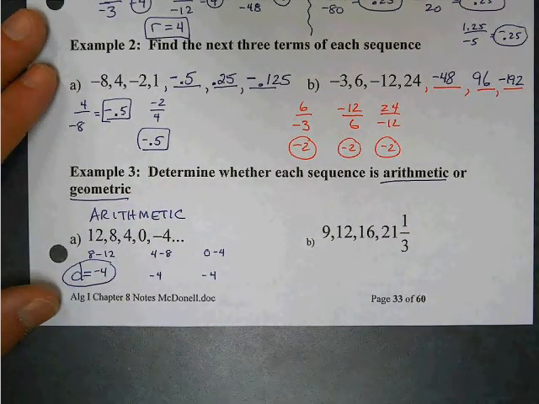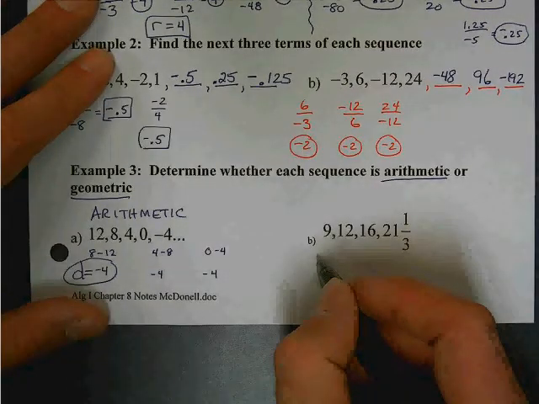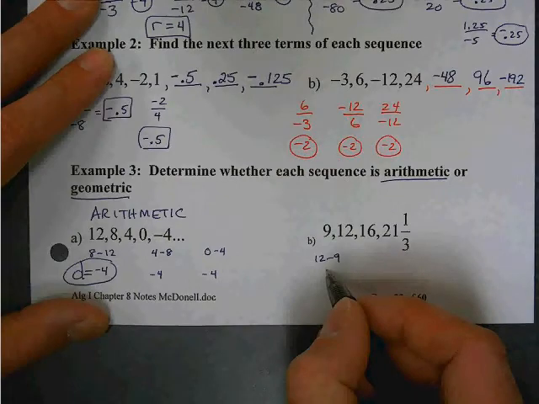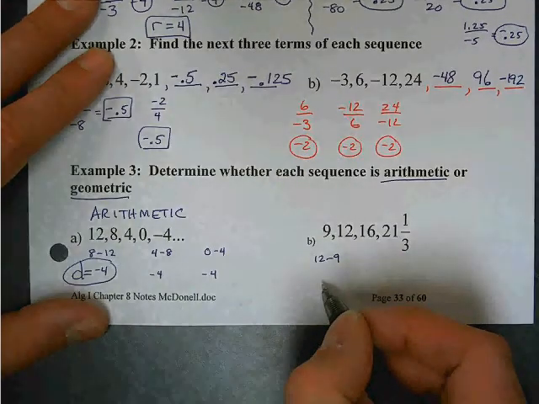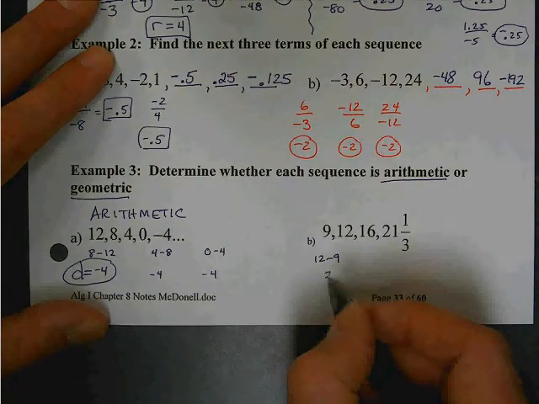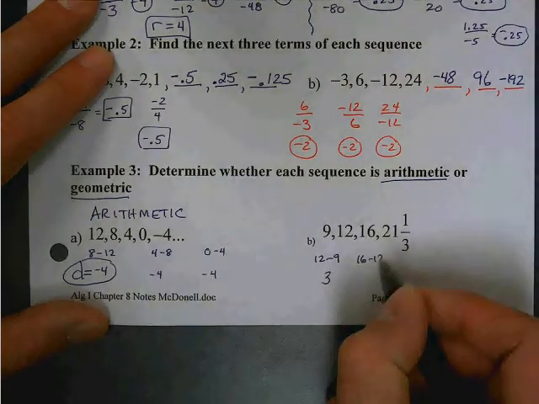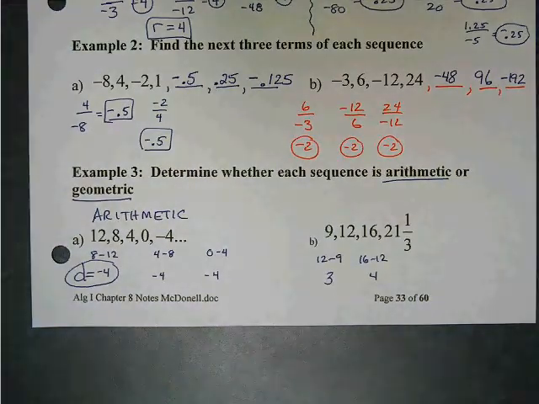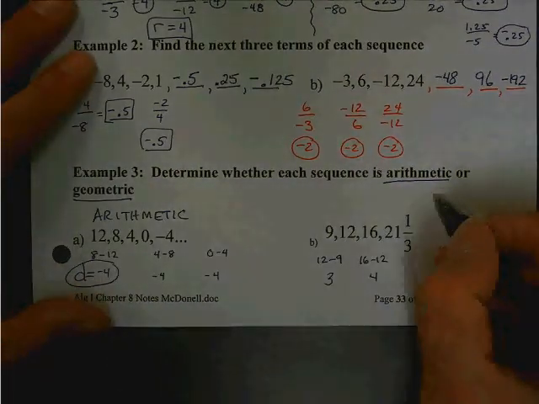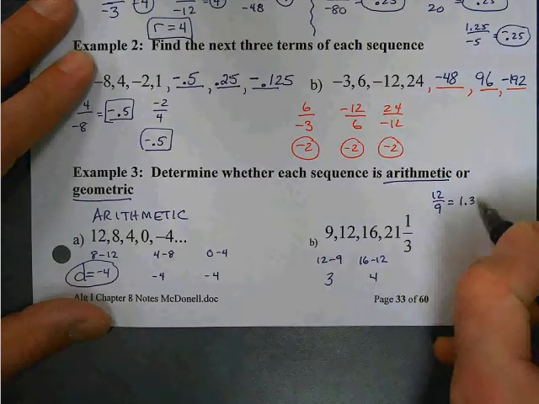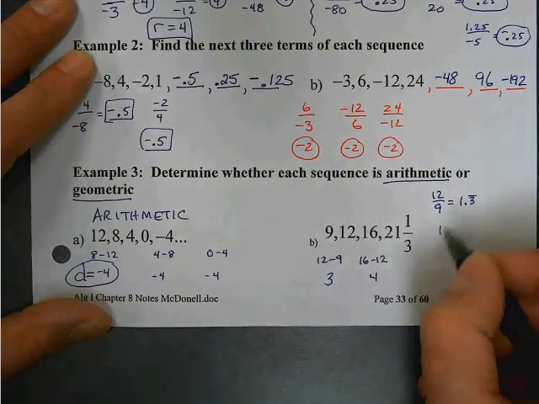All right, so let's look at B. What's 12 minus 9? 3. 16 minus 12? It's not a common difference. Let's switch. What's 12 divided by 9? Is that where you got 1.3 repeating? Yeah. What's 16 divided by 12?